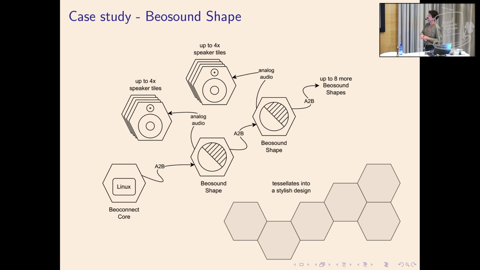And separately from the amplifier unit, it also has some analog output, and that goes into up to 4 passive speaker tiles, which are just passive speaker drivers. And you can tessellate this into a stylish design.